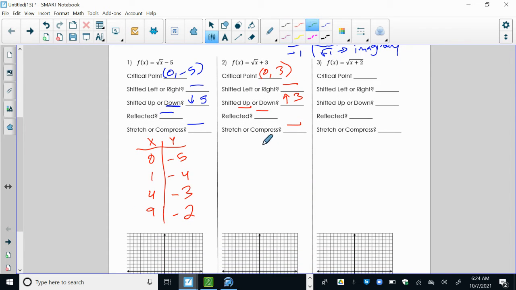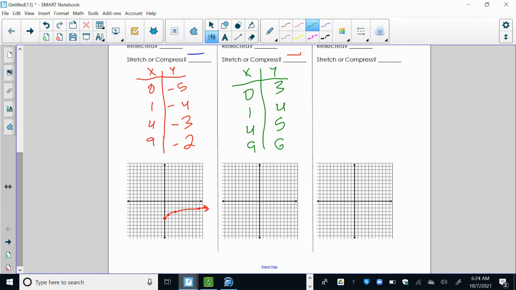And we can make ourselves a table. So at 0, square root of 0 is 0, plus 3, 0, comma 3, that's our critical point. Put in 1, square root of 1 is 1, plus 3 is 4. Put in 4, square root of 4 is 2, 2 plus 3 is 5. Put in 9, square root of 9 is 3, 3 plus 3, 6. Let's graph it. 0, comma 3, there's our critical point. 1, comma 4, 4, comma 5, and 9, comma 6.